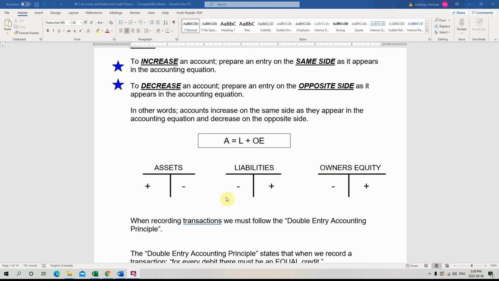Now, in accounting, we follow something called the double entry accounting principle. Basically, what that says is if we debit something for $500, we have to credit something for $500. So for every debit, there has to be an equal credit. You could debit something for $1,000, but you would need credits equal to $1,000 as well. It doesn't necessarily have to be one and one. You could have three accounts affected: one debited for $1,000 and two credited for $500.